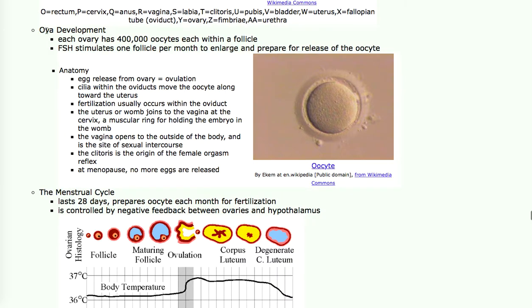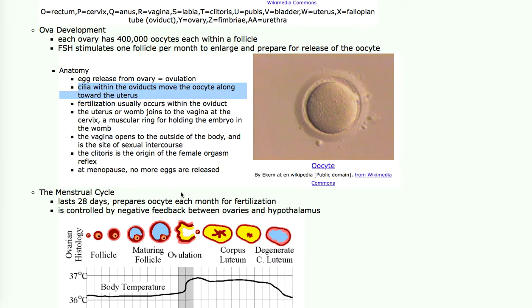Now, each ovary has about 400,000 oocytes in it when a girl is born. Once a month, an oocyte is released, prepared to finish meiosis if it gets fertilized by a sperm. Hormones cause that during the menstrual cycle to happen, but we'll talk more about that in a minute. Egg release from an ovary is called ovulation. Cilia within the oviducts move the oocyte along towards the uterus. Fertilization is usually in the oviduct up near the ovary. And basically the cilia inside the oviduct push the fertilized egg back down to the uterus for embryonic development.